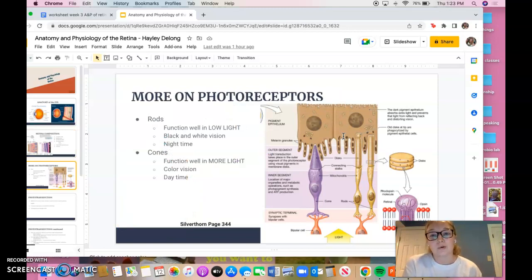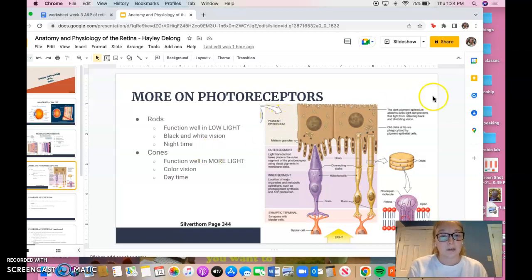So more on the photoreceptors. Here is more about the rods. The rods are going to function better in low light. If you were to watch a black and white TV show, this is what you would primarily use. So it's easier on the eyes, and you're using that more at nighttime. Then we also have the cones. Those are going to function with more light during the daytime, color vision. So when you watch a color TV show, the cones are going to be more active.